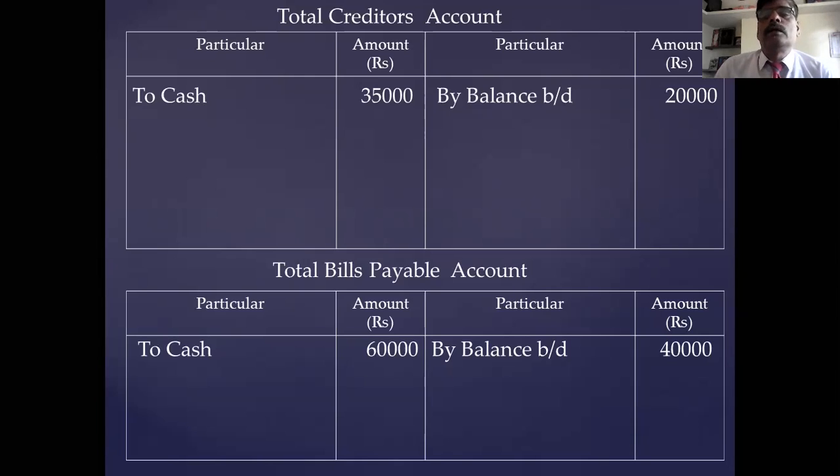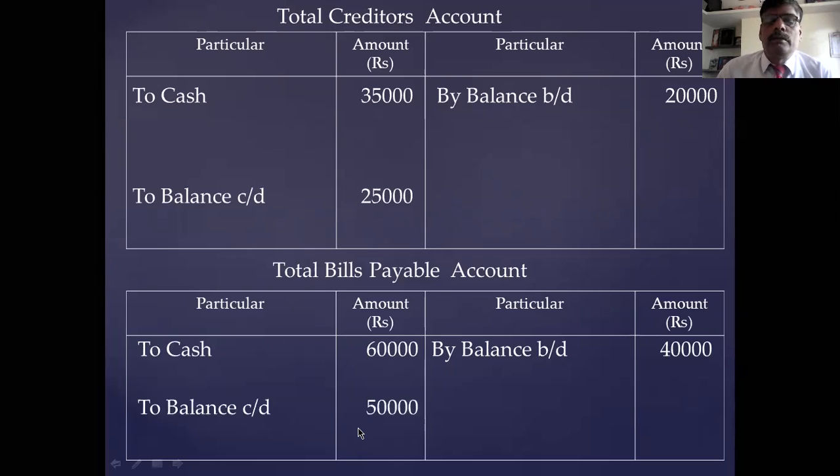Go to the third part, adjustments. In the adjustment, creditor closing balance is there. You take the creditor closing balance to balance carried down, 25,000. And next is bills payable closing balance, to balance carried down 50,000.